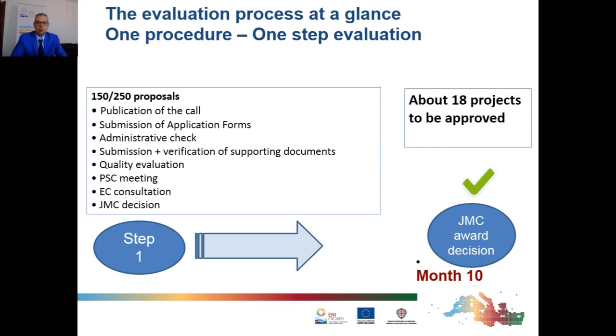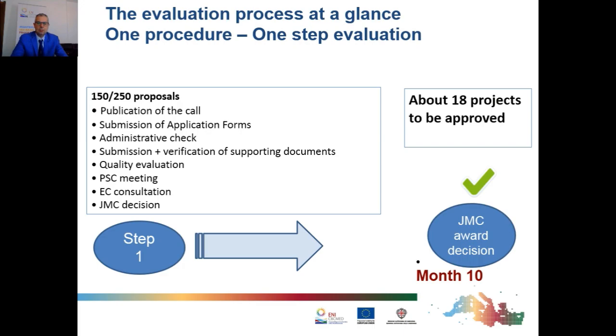This slide shows the evaluation process at a glance. In particular, the program with the available budget is expecting to receive between 150 and 250 proposals, and this slide shows the main steps of the call. Therefore, we have the publication of the call, the submission of the application forms, then the evaluation process starts with the administrative check.